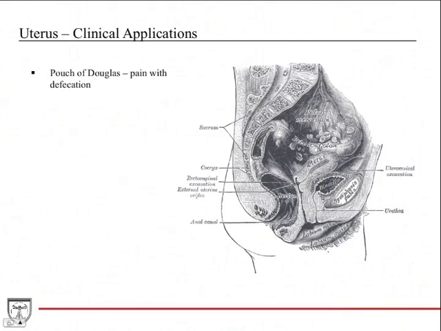Commonplace also is in the pouch of Douglas. So if we draw the peritoneum draping down here, the pouch of Douglas, or the recto-uterine pouch, is in here. And so you can have endometrial tissue in here, just behind the uterus and located near the rectum. Now, as a result of its location near the rectum, the classic presentation is pain with defecation.